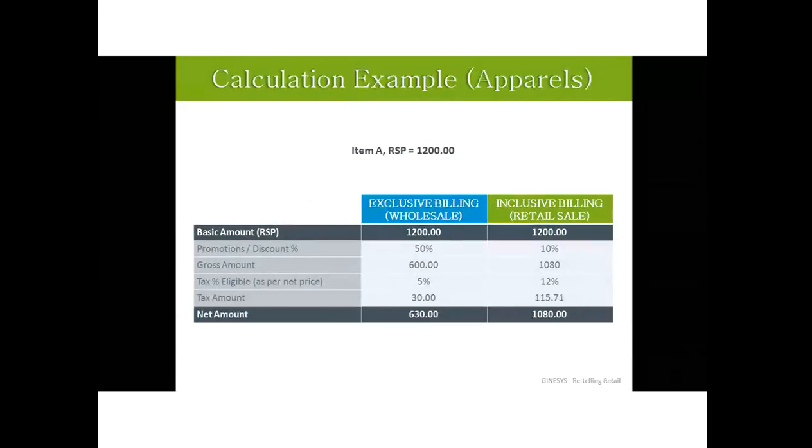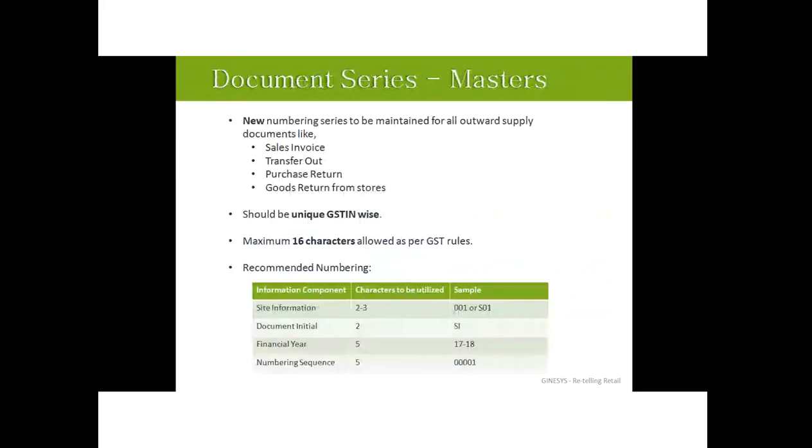I hope this whole calculation part is clear to you all. Now I'm moving ahead to document series. As per the government regulations, your document numbering should be unique GST-wise. Now, what do I mean by document series?